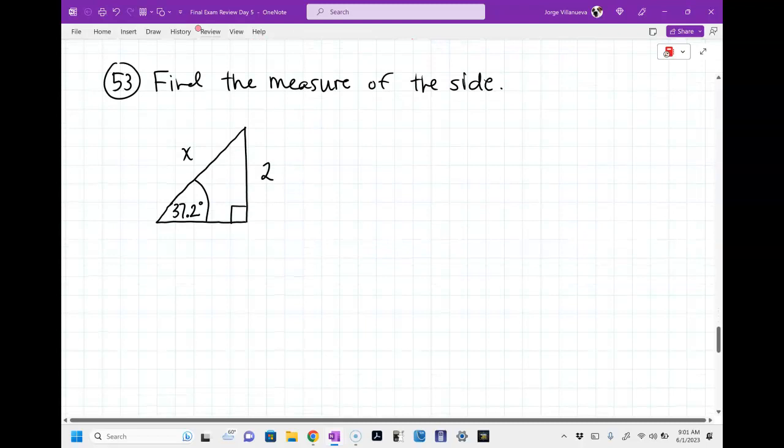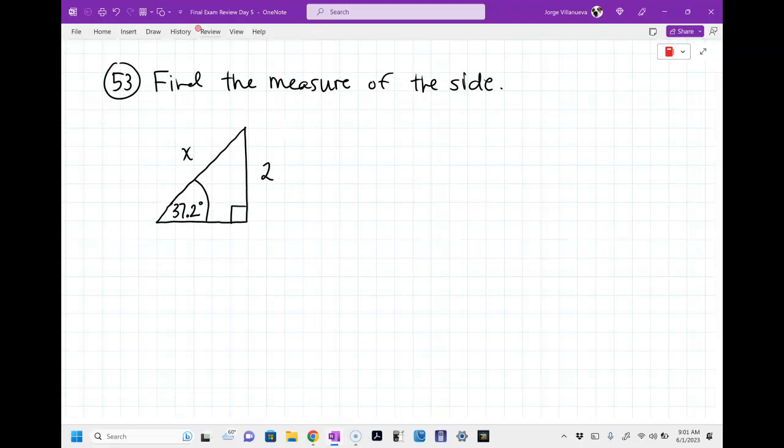Here's another one. Find the measure of the side. After this, we got 2 more problems where you got to find the angle. So we're going to be doing inverse functions. And again, you're going to count on your calculator to help you do that. So all of these triangle ones, you're probably going to want to use your calculator for most of them to do all the work.